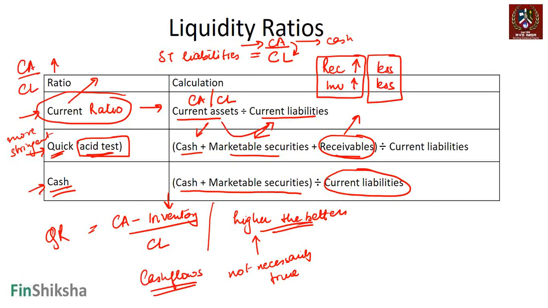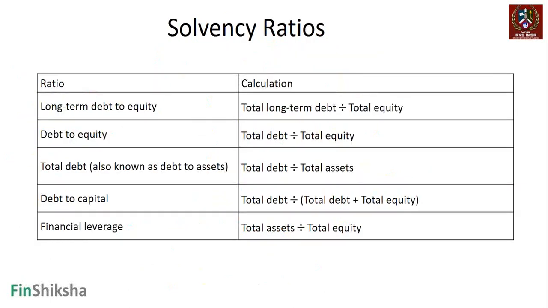So to that extent, the requirement of liquidity may be different for different industries, and we'll have to evaluate that case by case, right? In general, a firm should have adequate current assets so as to cover its current liabilities. That's what liquidity ratios tell us. The next set of ratios is called the solvency ratios. Now, what do we mean by solvency ratios?